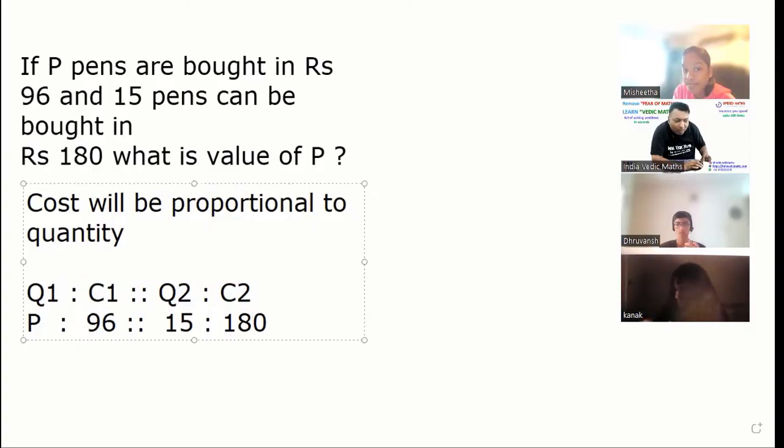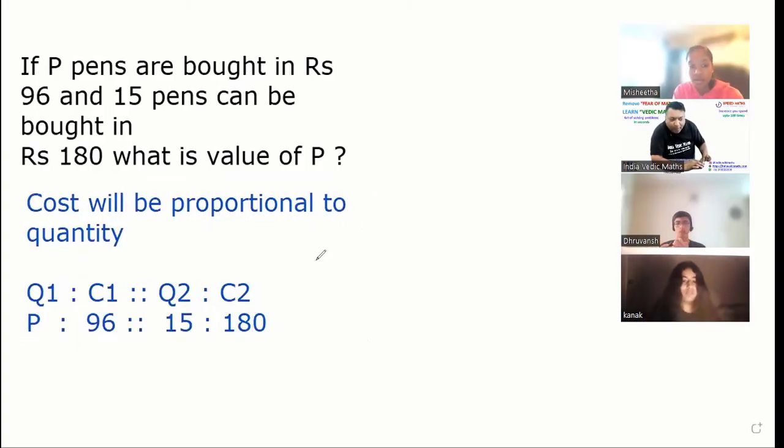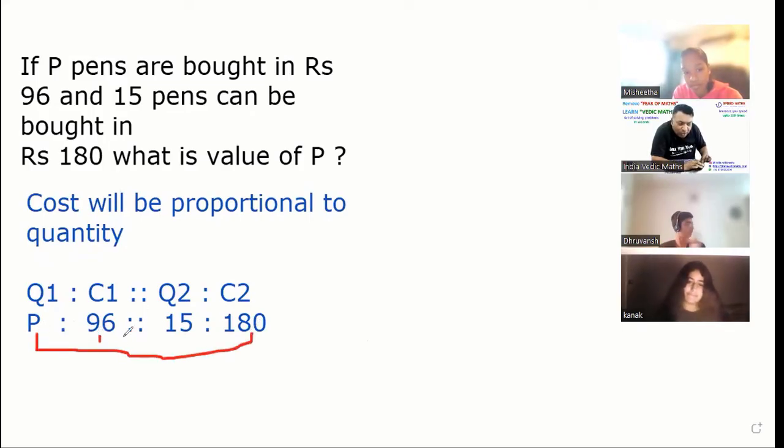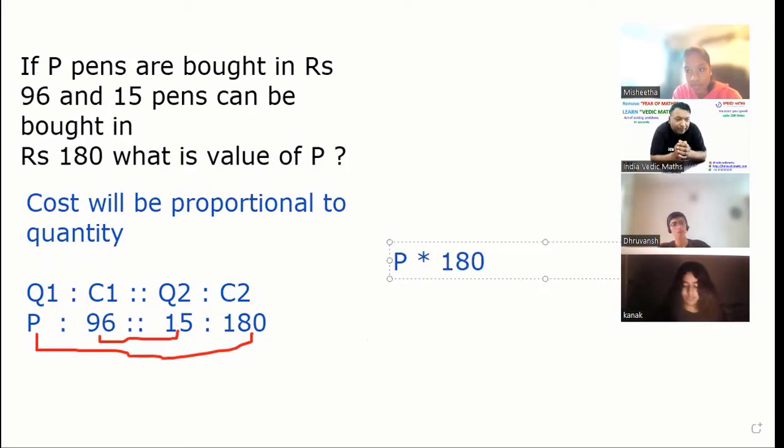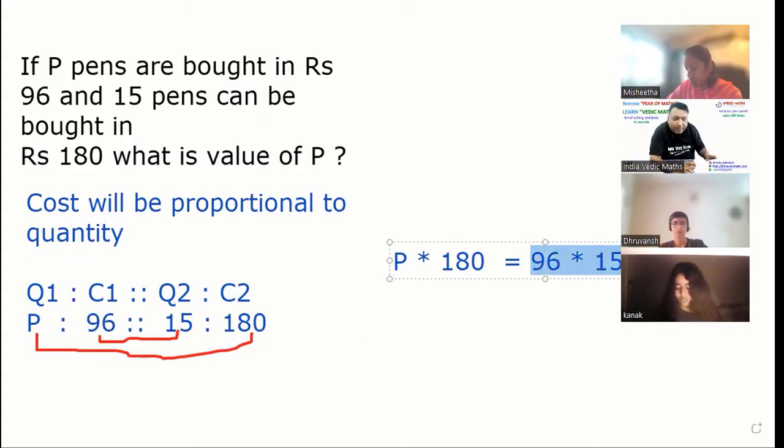Just as I explained to Kanak, what is the rule of proportion? Product of extremes, the corner ones, will always be equal to product of means, the central ones. What is the product of the corner ones? Two corners, P and 180, will be equal to the product of means, the middle values, right? Tell me, is it okay, Mishita, Dhruvansh, Kanak, Vedant? This rule is applicable: product of extremes will always be equal to product of means.